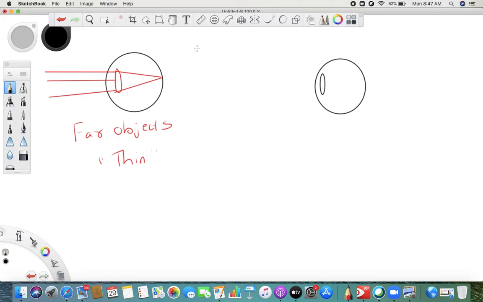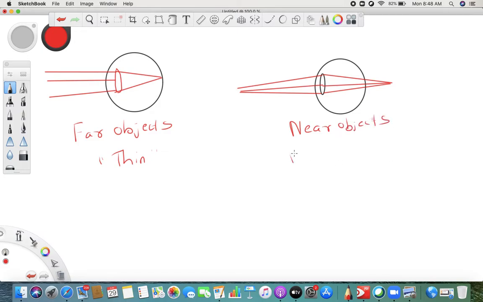Okay, this is your lens, and when you try to see the near objects, we draw the ray like this, because it is anyway coming like this. So they don't meet in front of the retina, they meet behind the retina. Why like this? Because the lens does not become thick as per the requirement. So that's what you need to understand.